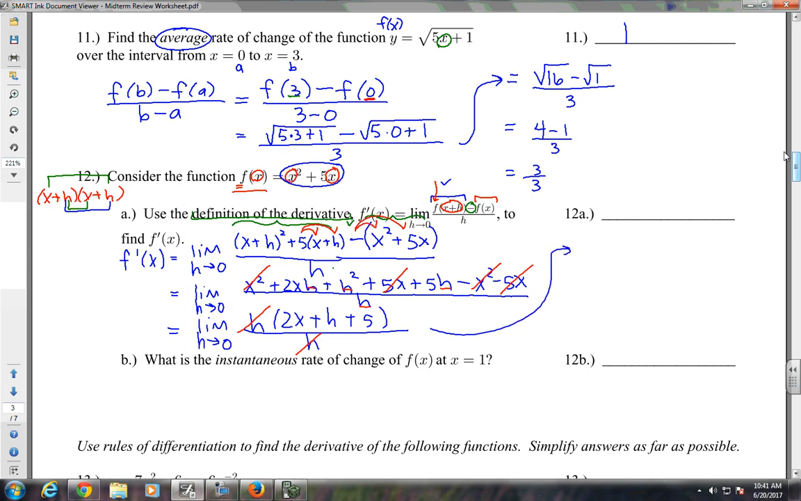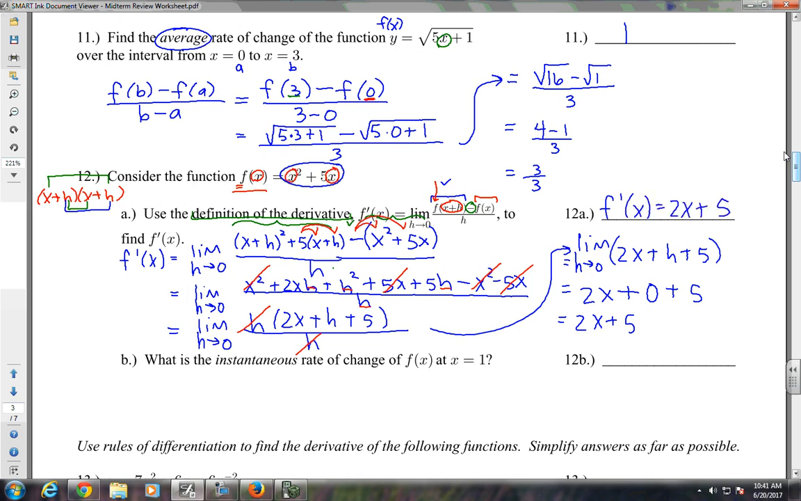So we have limit as h approaches 0 of 2x plus h plus 5. We can now evaluate this by direct substitution. So replacing 0 for the h and dropping our limit operator, we have arrived at our derivative, which is 2x plus 5.